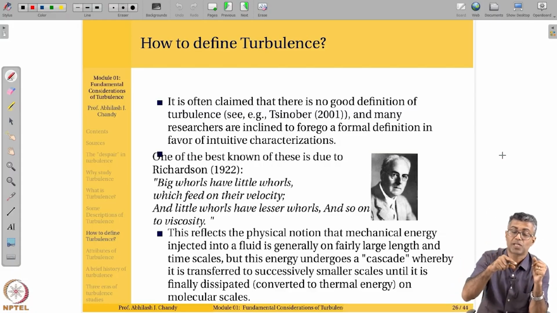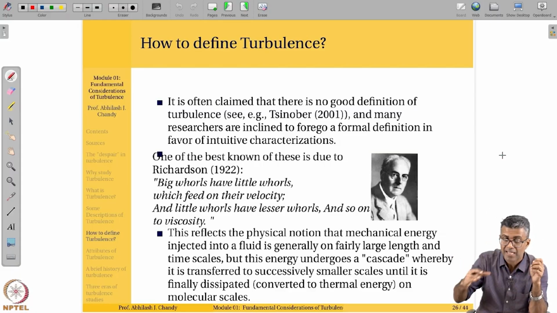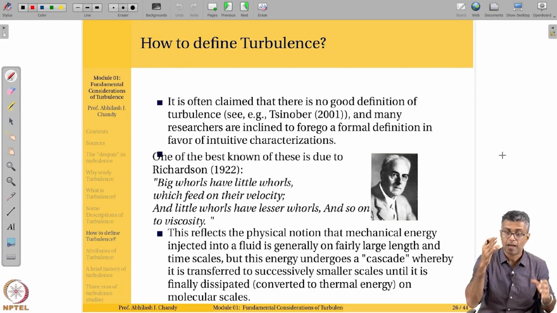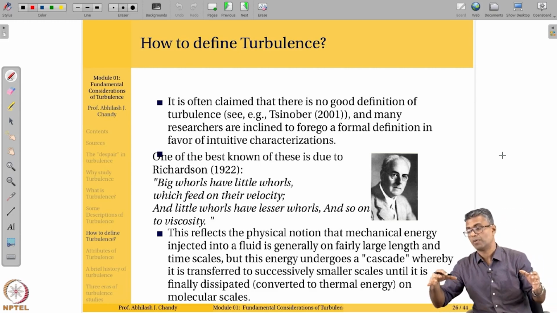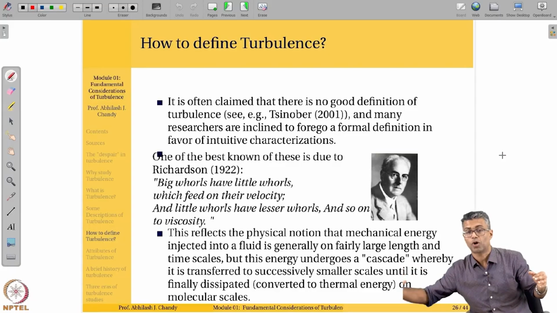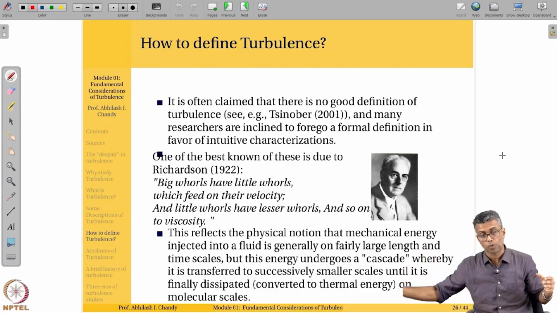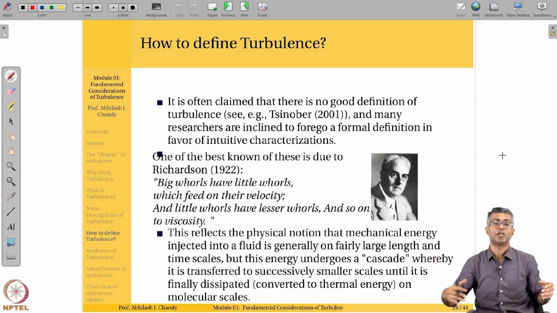The little whorls have lesser whorls. So that cascade process is where the large scales break up into small scales, break up into even smaller scales, and so on and so forth until they get to the smaller scales where it dissipates due to the viscosity.